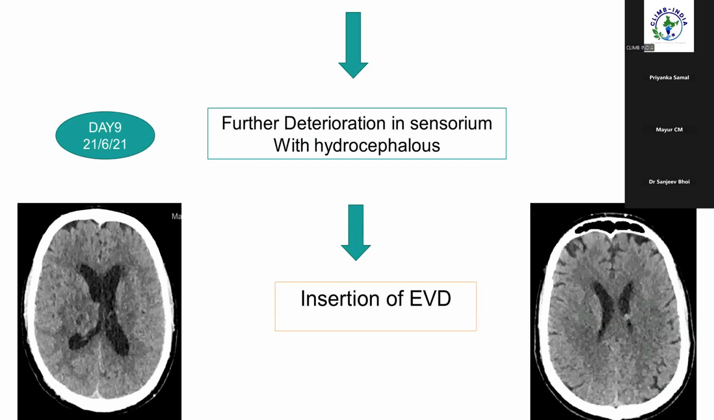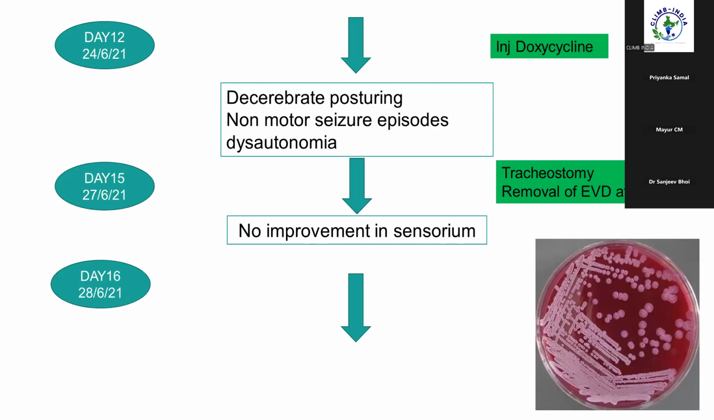Further deterioration of sensorium occurred on day 9 of admission, where the patient developed hydrocephalus, and it had to be decompressed with the insertion of EVD. On day 12 of admission, doxycycline was also added. By that time, all the routine workup for fever and the first blood culture were negative. Further, the patient developed decerebrate posturing with some non-motor seizure episodes and severe dysautonomia in the form of severe sweating over the right half of the face. On day 15, the patient underwent tracheostomy as we could not wean him off the ventilator, and the EVD was removed after 7 days. There was no improvement in the sensorium.